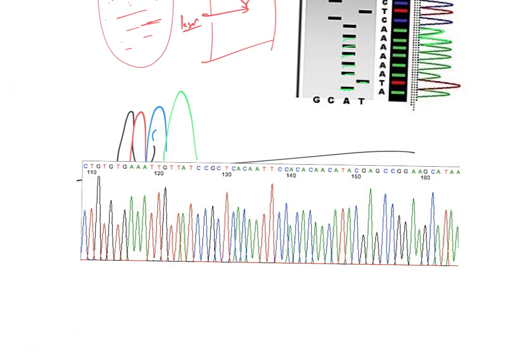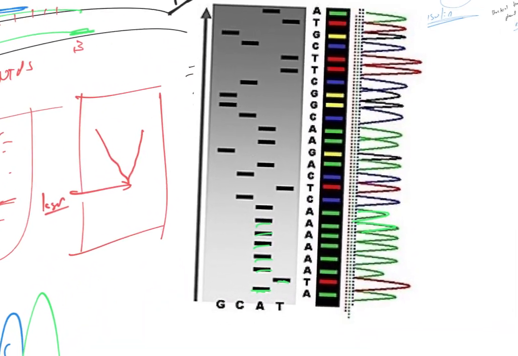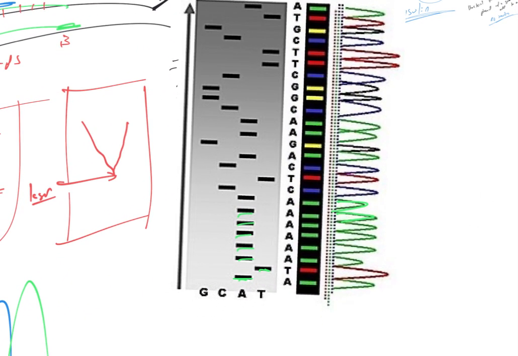So this is the base pair, so that's 10 base pairs. T, G, T, G, and so you can see the peaks. So G, T, G, T, G, A, A, A, T, T, G, T, T, A, T, and so on, right? So there's my chromatogram. This is how it looks on a gel, so you can see that.